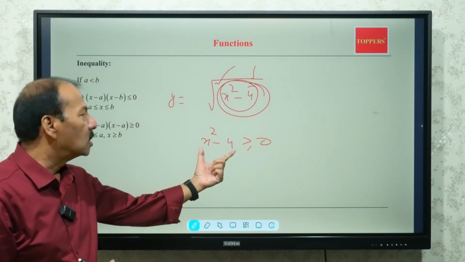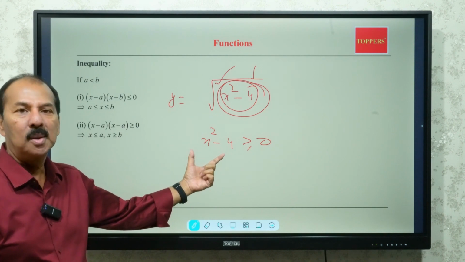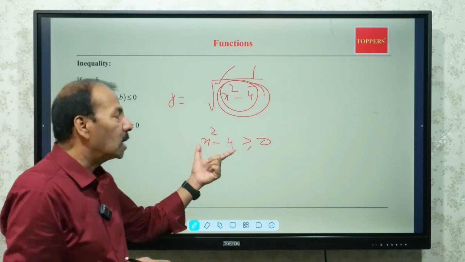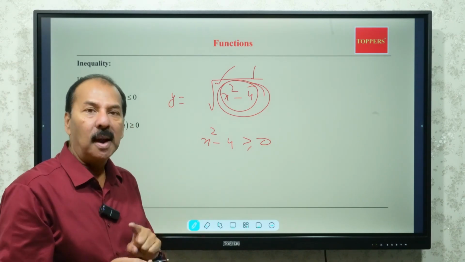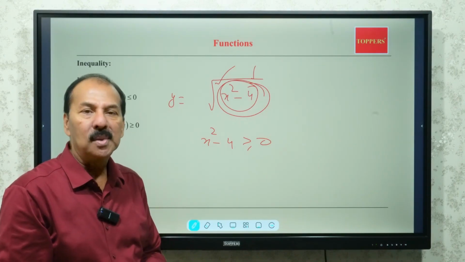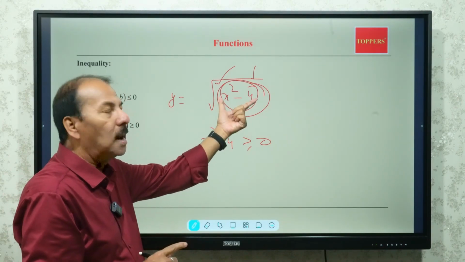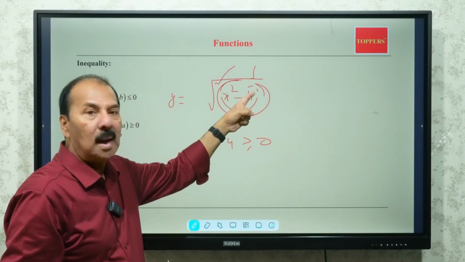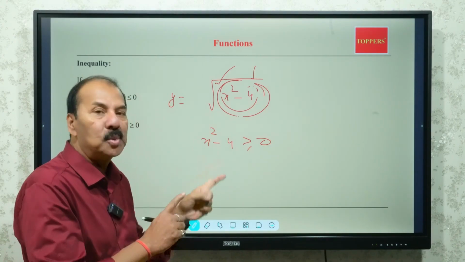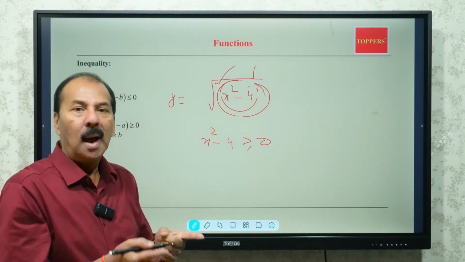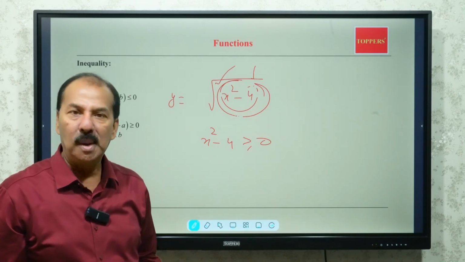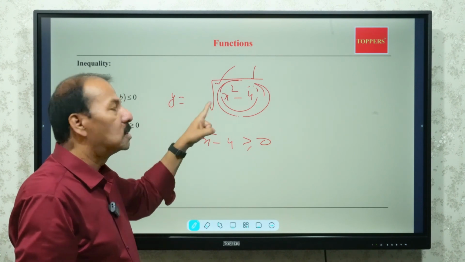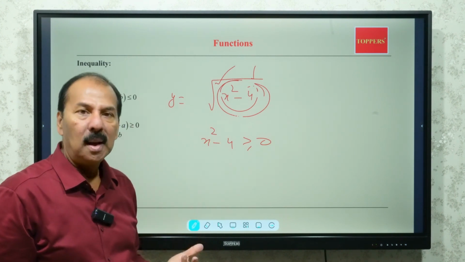Once you get this inequality, simplifying it will give you the values of x, and those values of x are the domain of the function, because that will meet the condition for the function to be defined for real values of x. Why should it be real? We have taken the value of x squared minus 4 in such a way that it is a positive quantity, and once it is positive, we can calculate its square root. So this is the required condition for a defined function.